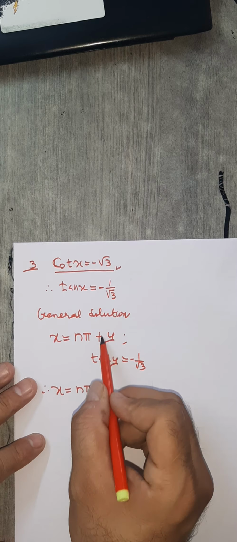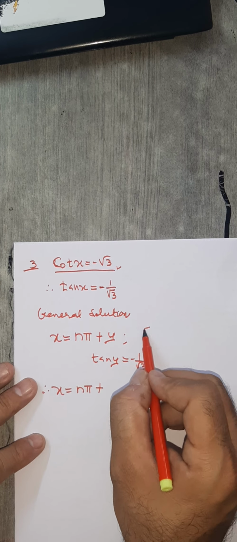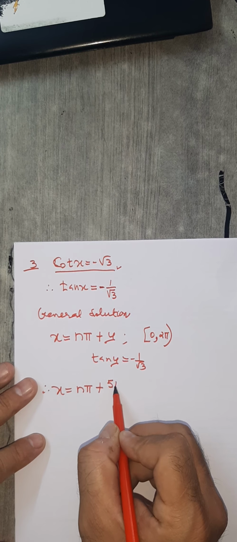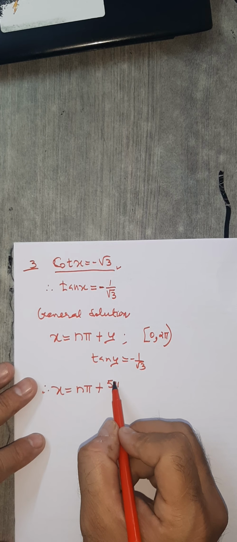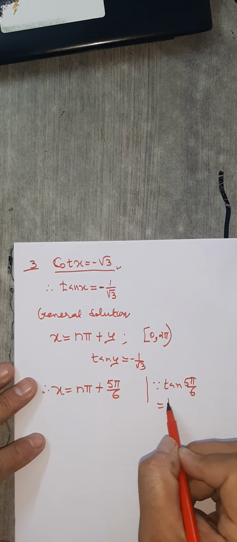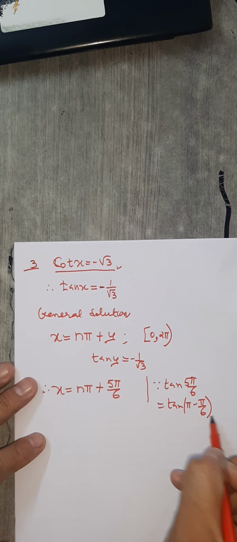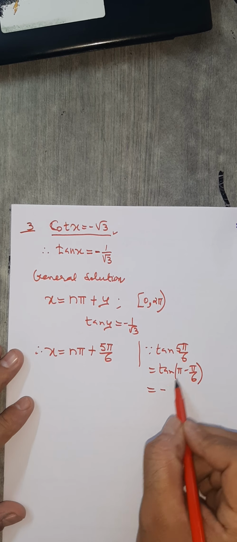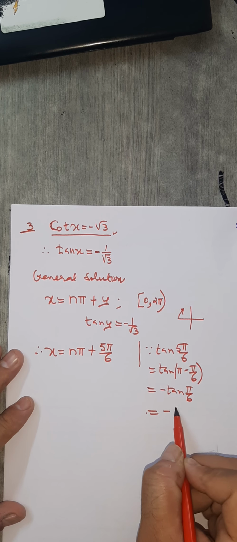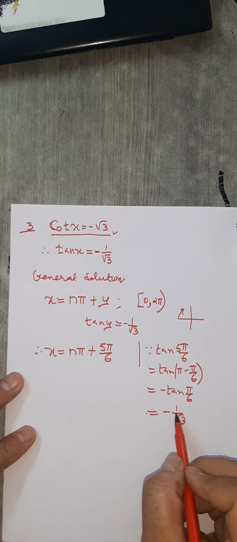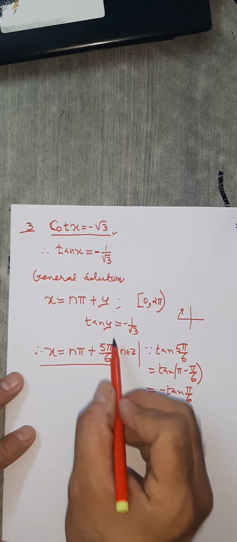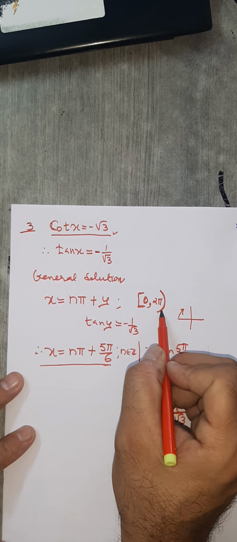So get the angle for which this becomes minus 1 by root 3. That usually we take from 0 to 2 pi, remember. So you can have 5 pi by 6, I suppose. Just check tan 5 pi by 6. It is tan of pi minus pi by 6, which is in the second quadrant. So tan is negative, so minus tan pi by 6, which is minus 1 by root 3. Right? So this is your answer, where n belongs to Z. The selection of y should be from 0 to 2 pi, always remember.